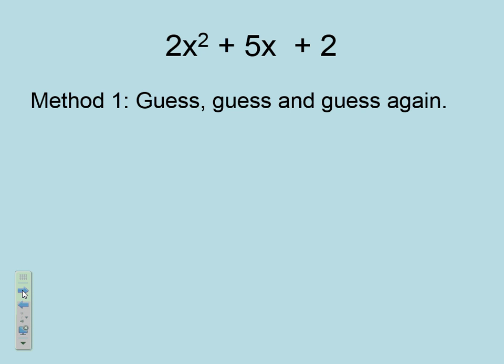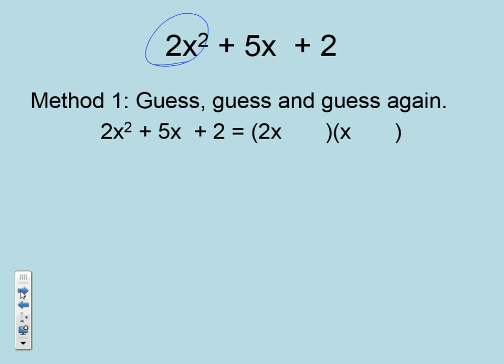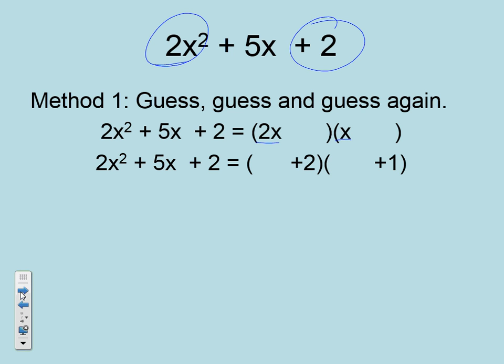To be honest, most people are most successful just by guessing. And when you look at that one there, we're looking for 2 things at the start that multiply together to give 2. So we know it's got to be 2x and x. There's nothing else it can be. The same at the other end. There's just a prime number on the end there, so it's just a 2. So we know it's got to end in the 2 and the 1 because 2 times 1 is 2.